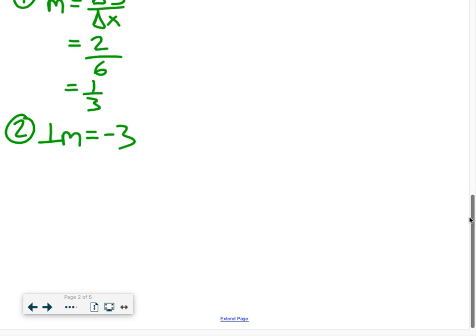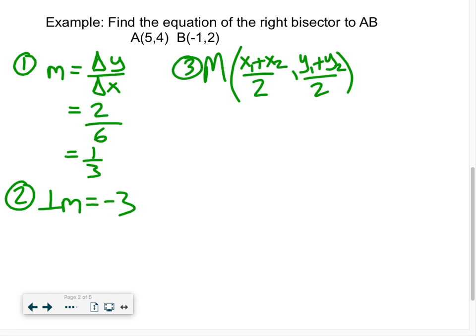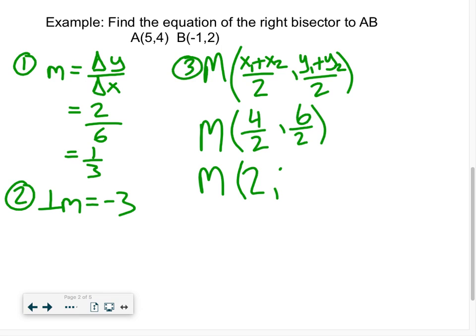All right. Well, now we need to find the midpoint. So step 3 is to find the midpoint of those two points. And remember, our midpoint is x1 plus x2 over 2, and then y1 plus y2 over 2. So when we're finding our midpoint, we've got 5 plus negative 1, which is 5 minus 1, over 2, which is 4 over 2. And then 4 plus 2, so we've got 6 over 2. So our midpoint is 2, 3.